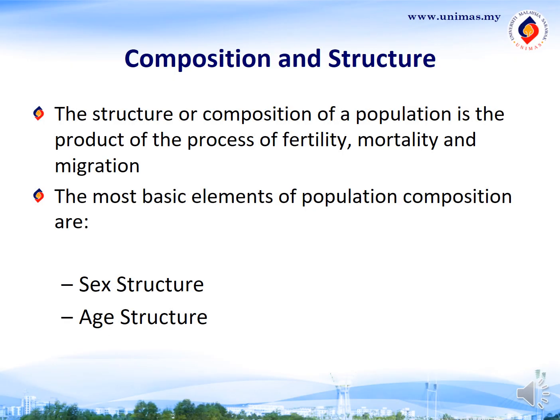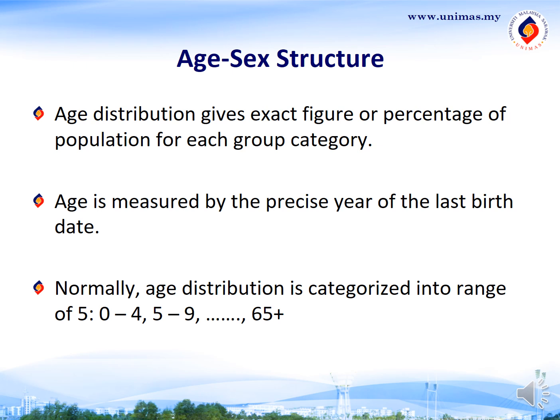So, composition and structure. The structure and composition of a population is the product of the process of fertility, mortality, and migration. So the most basic elements of population composition are sex and age. Now, let's look at age and sex structure.